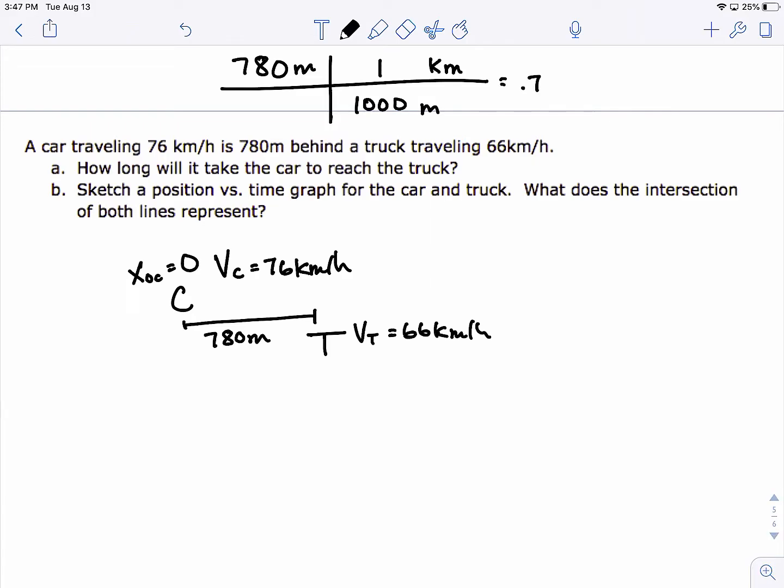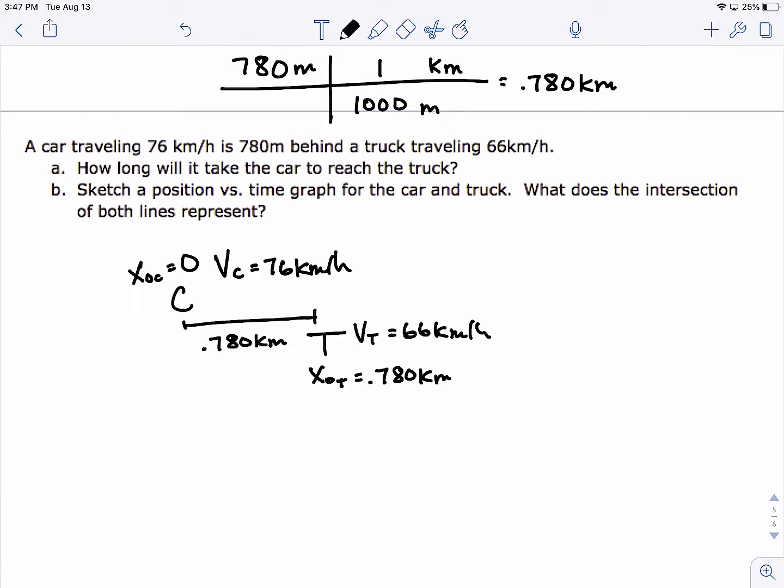So 0.780 kilometers. Now, with that being said, if the initial position of the car is 0, then that means that the initial position for the truck is the 0.780 kilometer position.